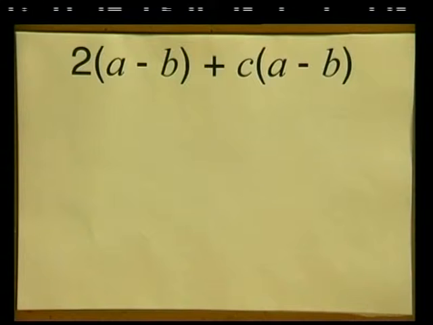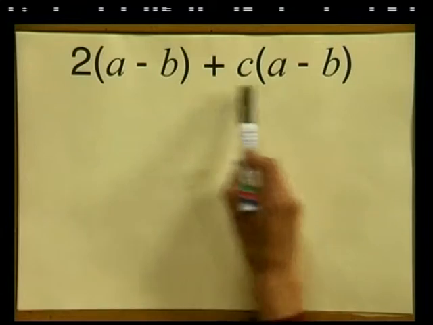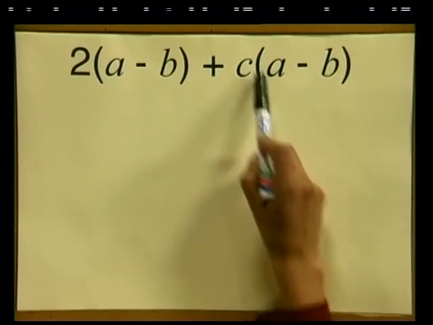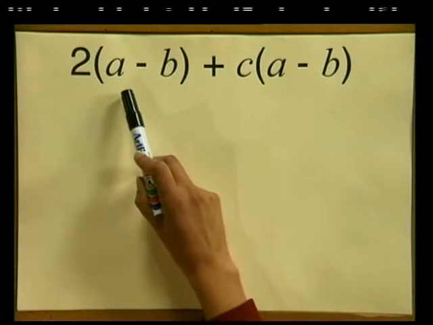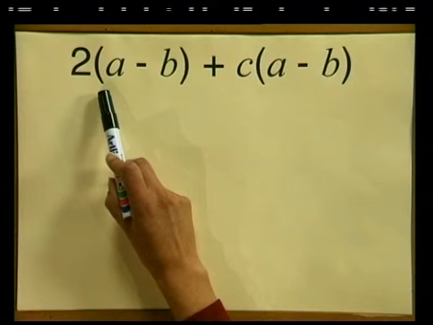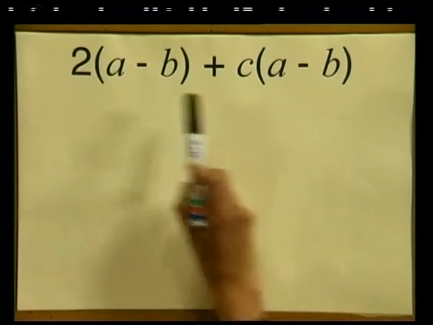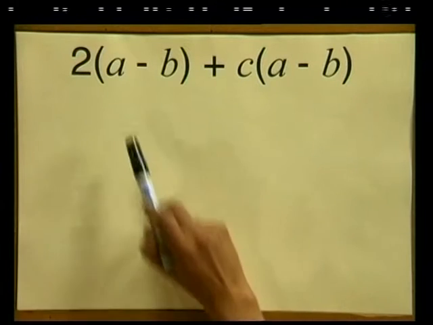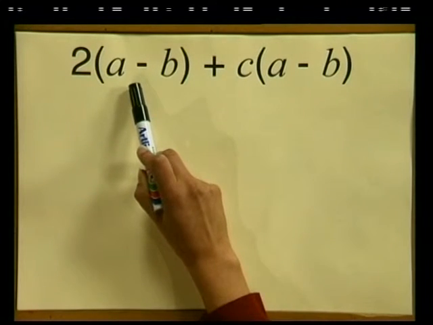Can we factorize this expression? First tell me, how many terms are there in this expression? Let me show you. The brackets keep the a and the b together to make it one factor, a minus b. So there are two terms in the expression, namely the 2 multiplied by the a minus b and the c multiplied by the a minus b. And each term has the common factor a minus b.